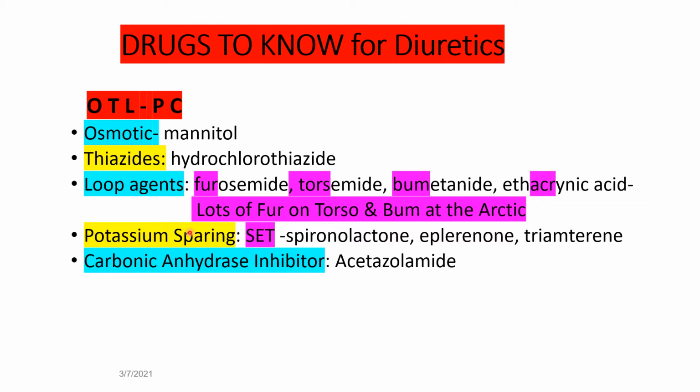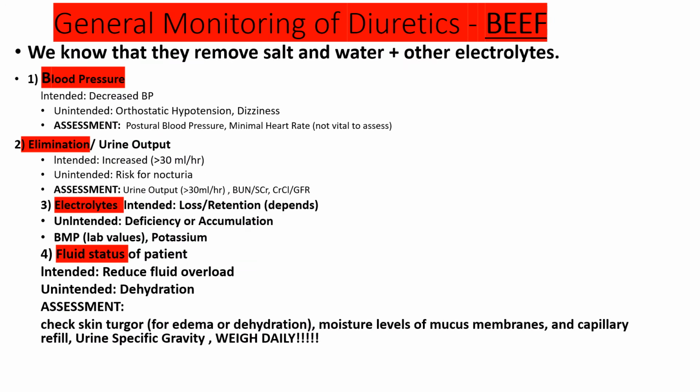Potassium-sparing drugs are a set. What is the set for these drugs? Spironolactone, eplerenone, and triamterene. Carbonic anhydrase inhibitors, acetazolamide. General monitoring of diuretics, we use BEEF. BEEF is what? Blood pressure, elimination, that is the urine output, electrolytes, and fluid status.